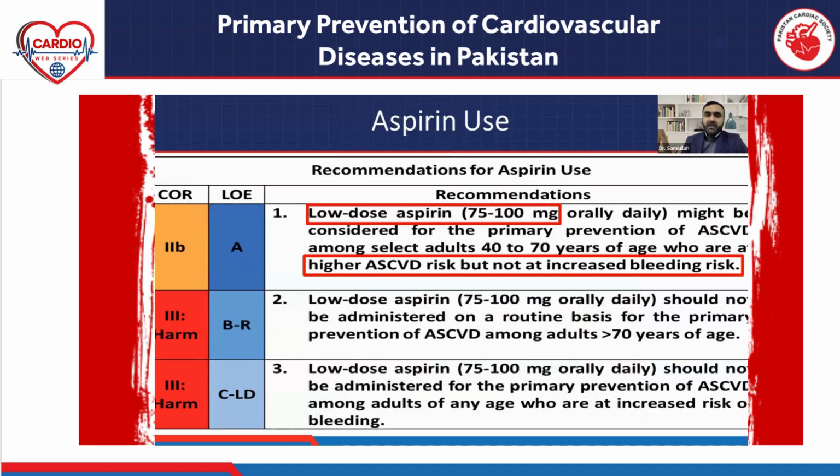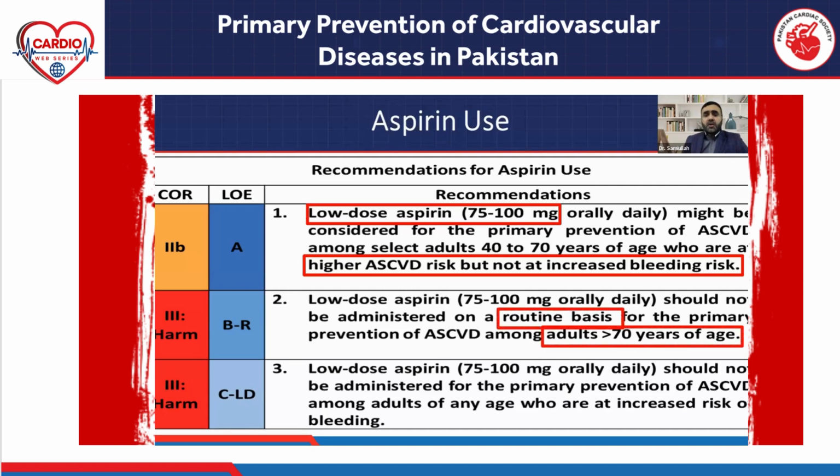It can be considered for the primary prevention in those who are 40 to 70 years of age and have a higher ASCVD risk. That means the ASCVD risk is more than 20%. The age is 40 to 70 years. But remember, they should not be at increased bleeding risk. These are the patients who can be considered for low-dose aspirin for the primary prevention of cardiovascular ASCVD risk.